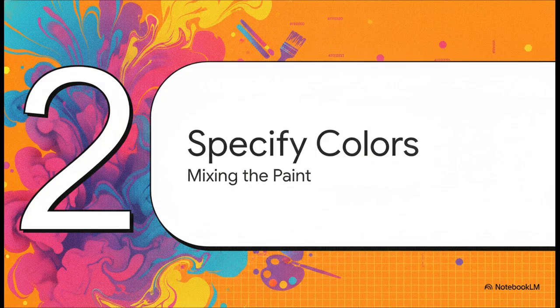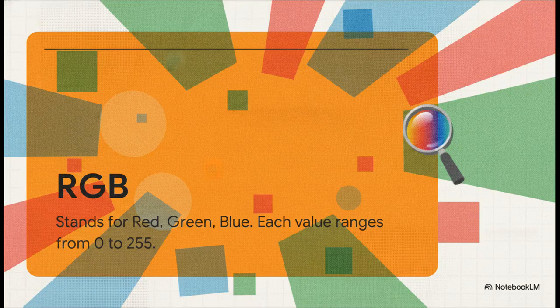Moving right along to section 2, how we actually specify those colors and mix the paint. So we know where we want to paint, but how do we mix the exact shade we're looking for? Because we are way past just typing out predefined names like red, blue, or purple. We usually start with RGB.